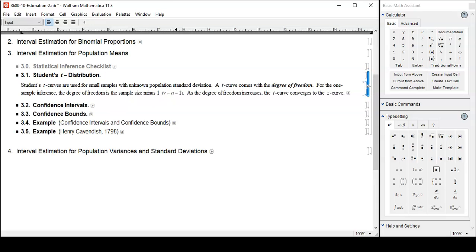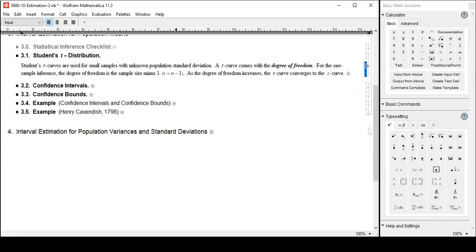So what method are we talking about? Student t-distribution, which is based upon something called degrees of freedom.